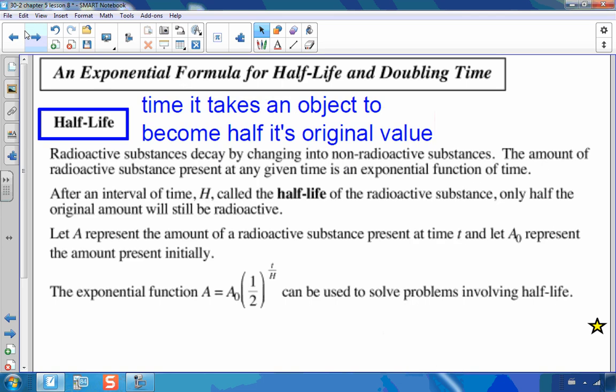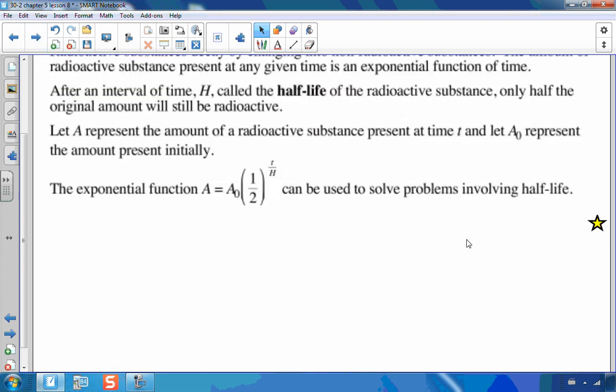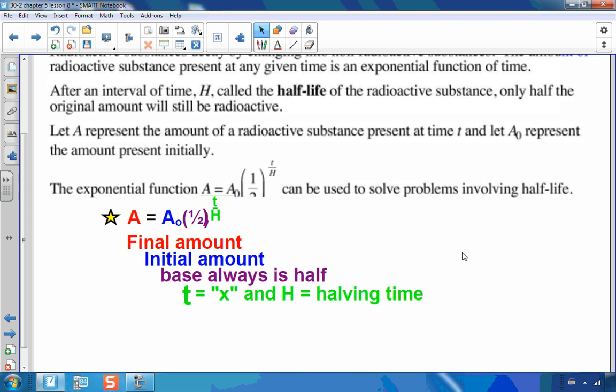Okay, for the last part of this lesson, I want to look at half-life and doubling time. Half-life is the time it takes an object to become half of its original value. So we're going to take the formula that we've been using and apply it to half-life. The formula is going to look a little different. Remember we started with y equals a times b to the x. Y we're now calling A, but it behaves the same way. It's the final amount. Your initial value of a is called a sub 0, which just means the amount at 0, whatever the unit of time is, 0 hours, 0 days. So it's your initial amount. That's still the same.